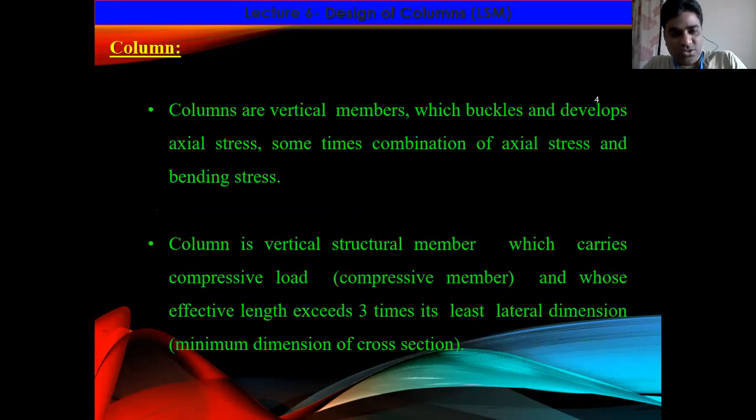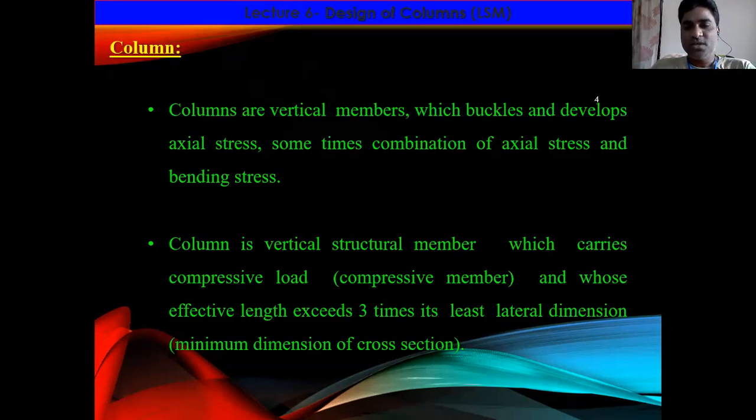Now coming to today's topic, that is column. A column is a vertical member which buckles and develops axial stresses. Sometimes it is a combination of axial stresses and bending stresses. I hope we have already seen a lot of pictures of columns in our previous lecture. It is a vertical member and a part of a building. As we discussed, there are different component parts of the building.